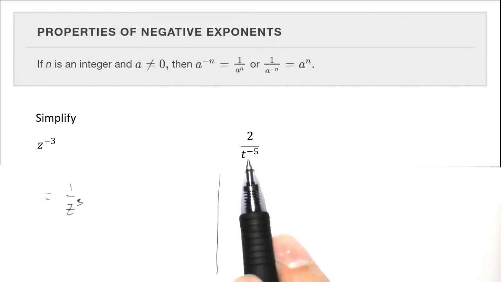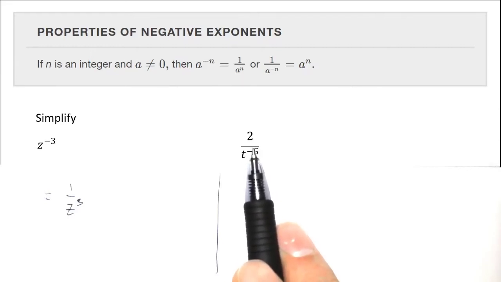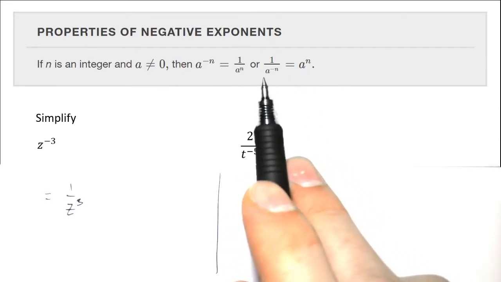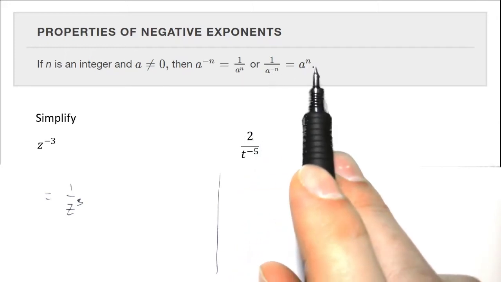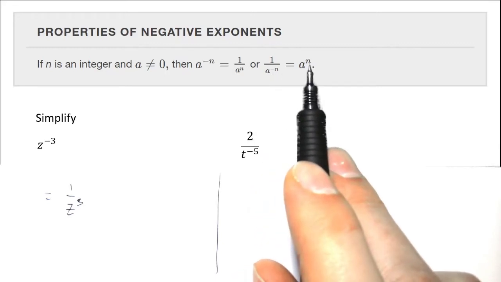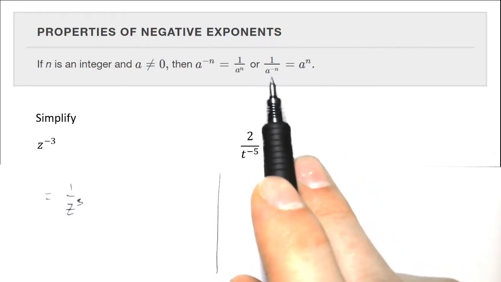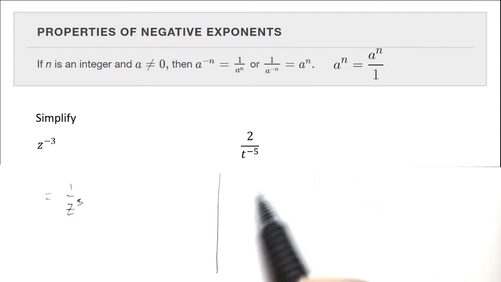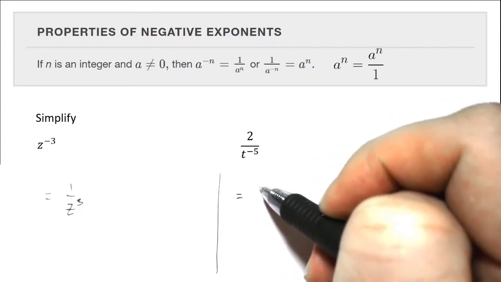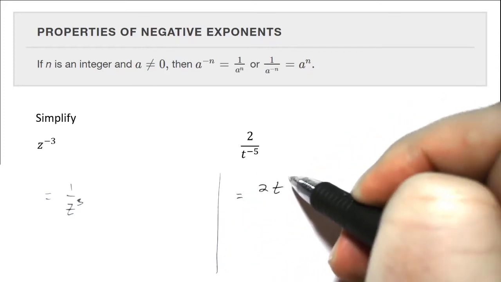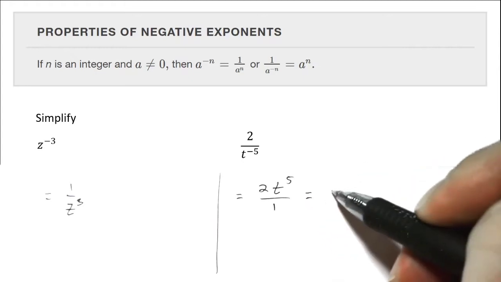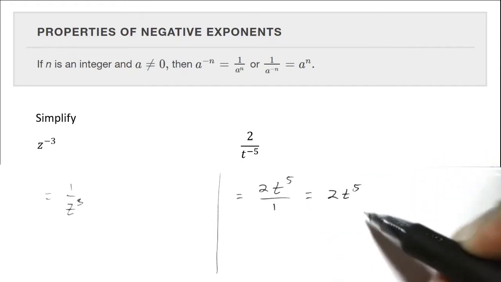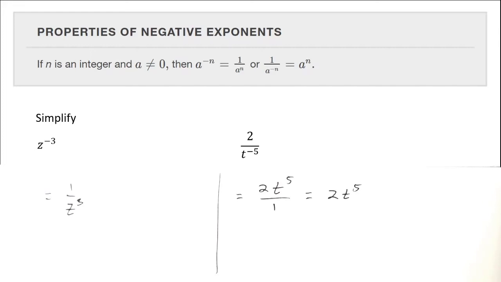Well, here we have a negative 5 in the denominator. Well, that's the second part of this property. It says that we can make that a positive 5, see, negative n becomes n, if we take it out of the denominator. We move it to the numerator, so that's what we're going to do. So this is going to be the same as 2t to the positive 5 over 1. So I moved the t from the denominator to the numerator, and of course, dividing by 1 does nothing at all, so I can write my final answer in this form.